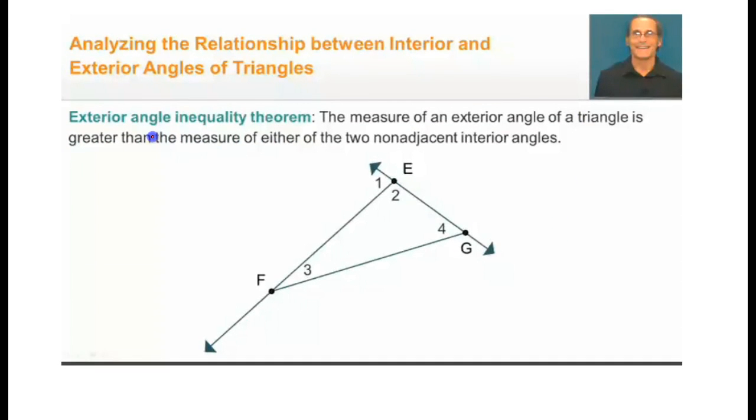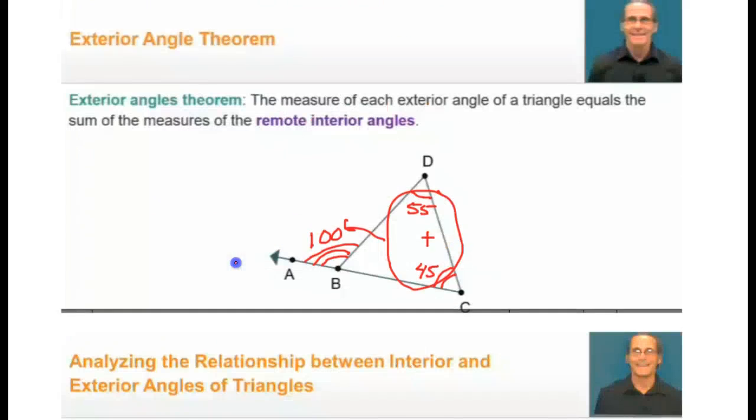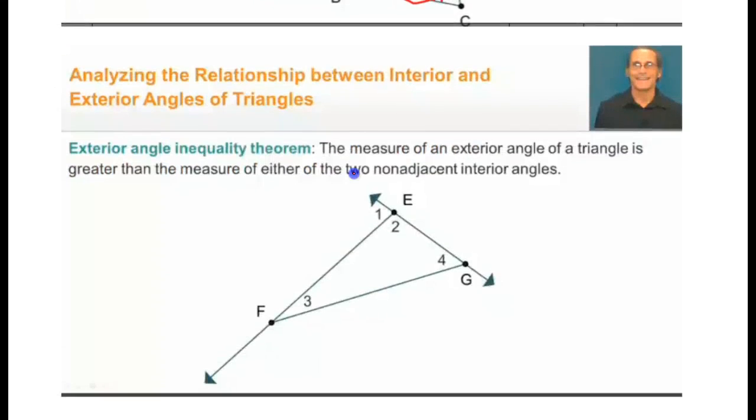Okay, let's see. Exterior angle inequality theorem. Well, this sort of follows directly from this, but it's saying an exterior angle like this one has got to be bigger than either of these. It's got to be bigger than angle 3 and it's got to be bigger than angle 4.